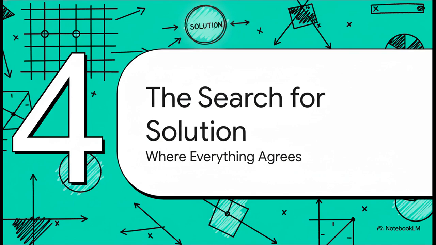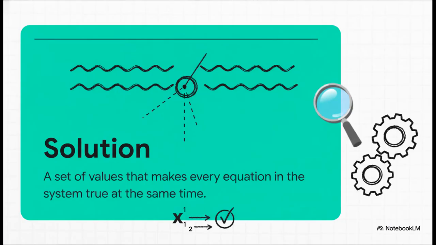Okay, so we've got this neat structure, this matrix. That's great, but why? What's the point of all this? Well, the whole goal is to find a solution. We're looking for that one single point where everything just clicks. And a solution is more than just some answer we pluck out of thin air. It's a very special set of numbers. It's the one specific combination of values that satisfies the first rule and the second rule at the exact same time. It's that sweet spot where all the different constraints finally agree.